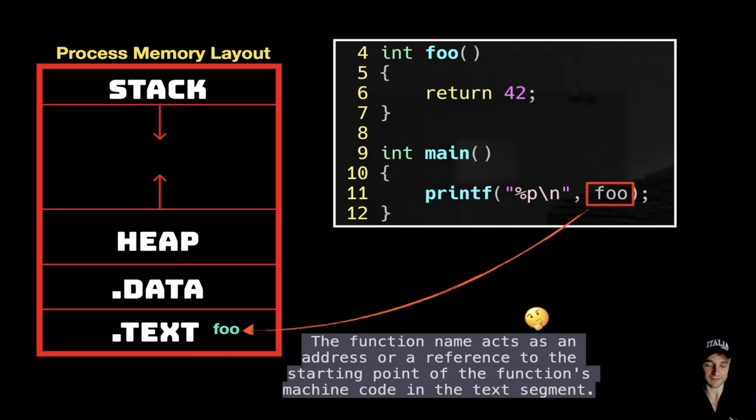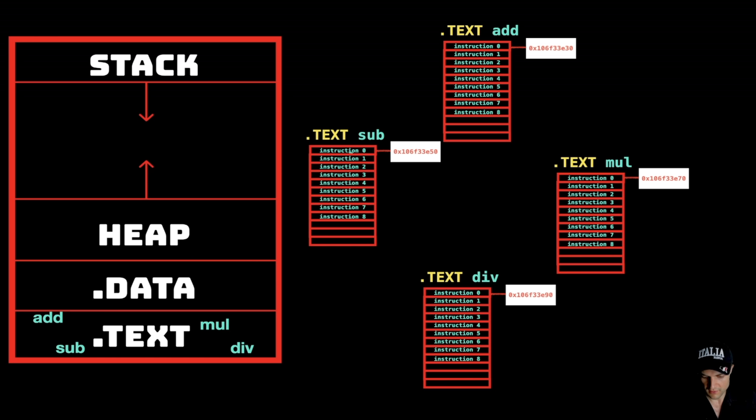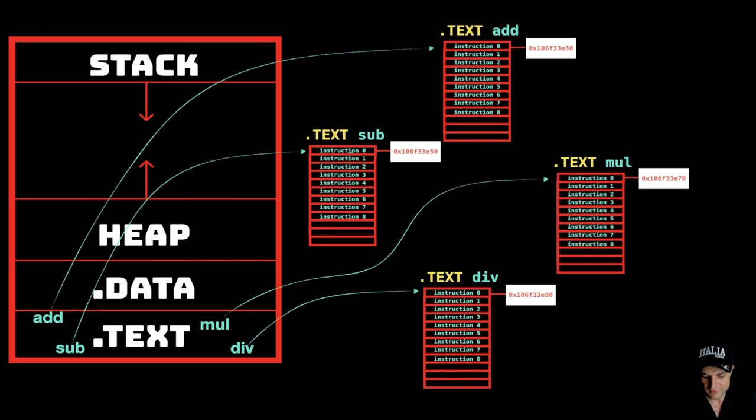So this is the abstract view that I proposed to you, in which we have our function that lives inside this place. Now let's zoom in a little bit. So we have our function foo that lives inside the text segment. And basically this foo is a pointer to instruction zero, if you want, of the function foo. So instruction zero of the function foo has that specific address inside the text segment. You see? To make it clear, if we have more functions, for example, add, subtract, multiply, divide, we are going to have multiple pointers that are going to point to the instruction zero of the relative function. You see? That's what it is, my friend. That's what is going on.